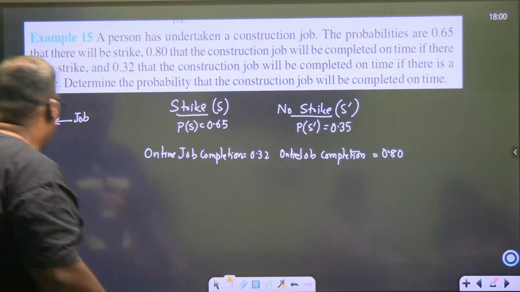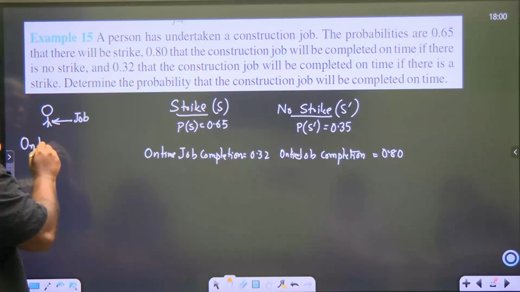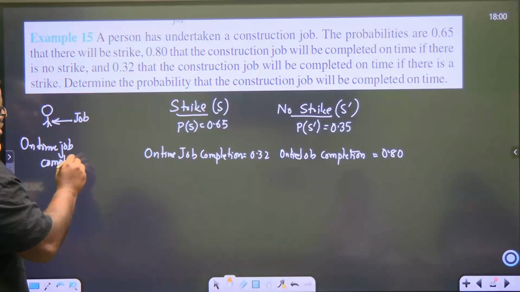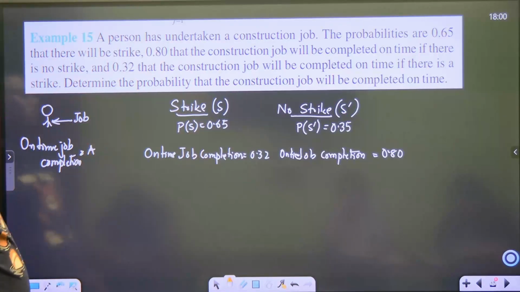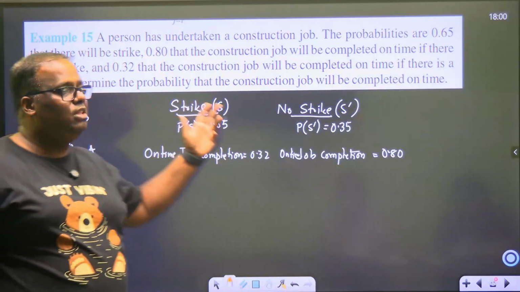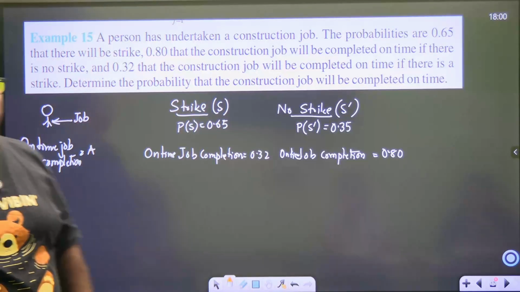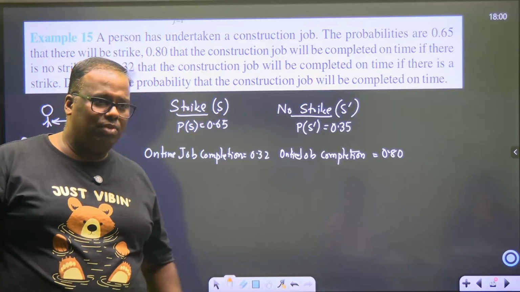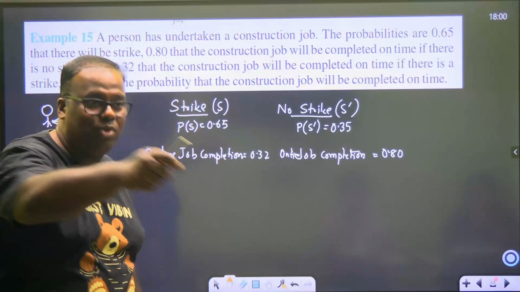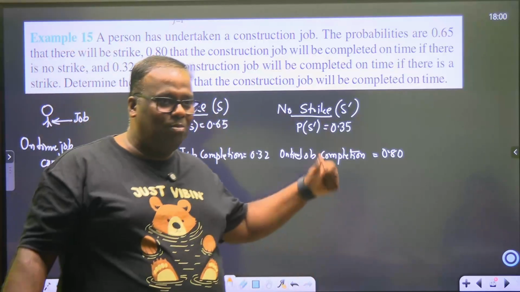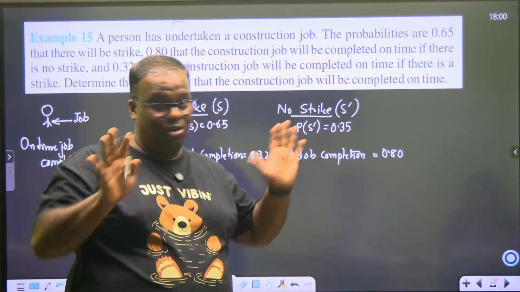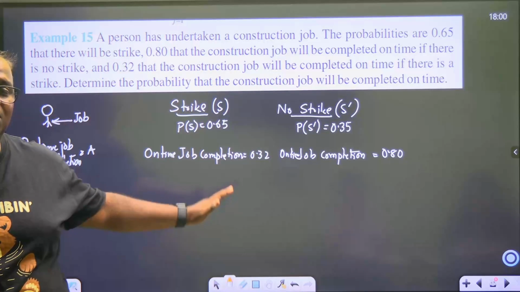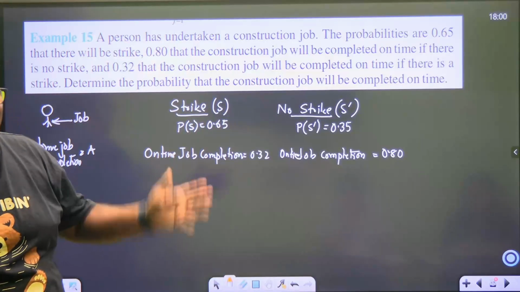So I write on-time job completion as an event A. Now they are asking us to determine the probability that the construction job will be completed on time. Is there anything given here like: now that the job was completed on time, what is the probability it was done during the strike period? They have not asked like this. They just asked what is the probability of job completion on time. They are asking you the total probability of the job completion.